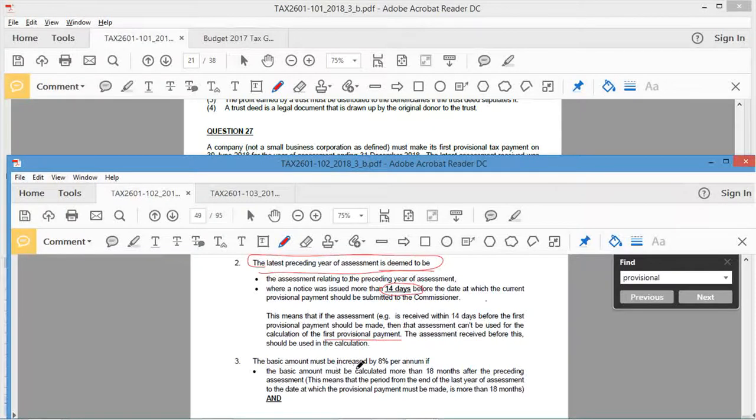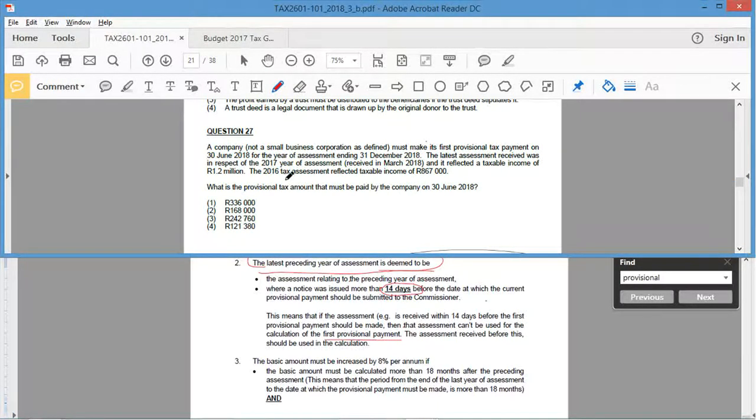The basic amount must be increased by 8% per annum if the basic amount must be calculated more than 18 months ago. Is this more than 18 months ago? Well, we've got 2016, so 17 will be 12. 18, that will be the 30th of June 2018. So 17, 18 will be 2 years. Is that right? Let me just check the dates again. 2016 year of assessment. If it's 2016 year of assessment, more than 18 months after the preceding assessment.